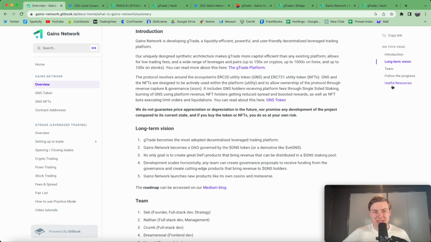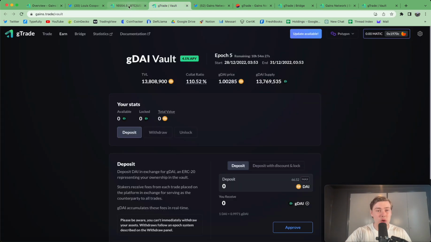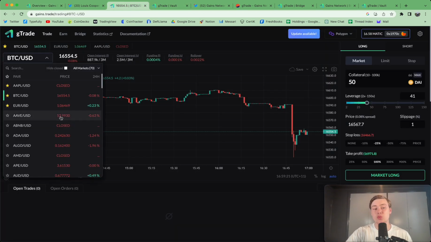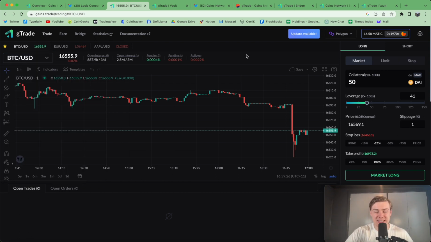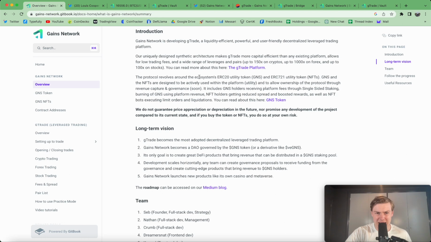So an introduction to Gains: essentially what Gains revolves around is gTrade, which is its liquidity efficient, powerful, and user-friendly decentralized leverage trading platform. This allows you to trade perp assets as well as Forex assets, so leverage trading assets in a decentralized manner, in a fast and efficient way.